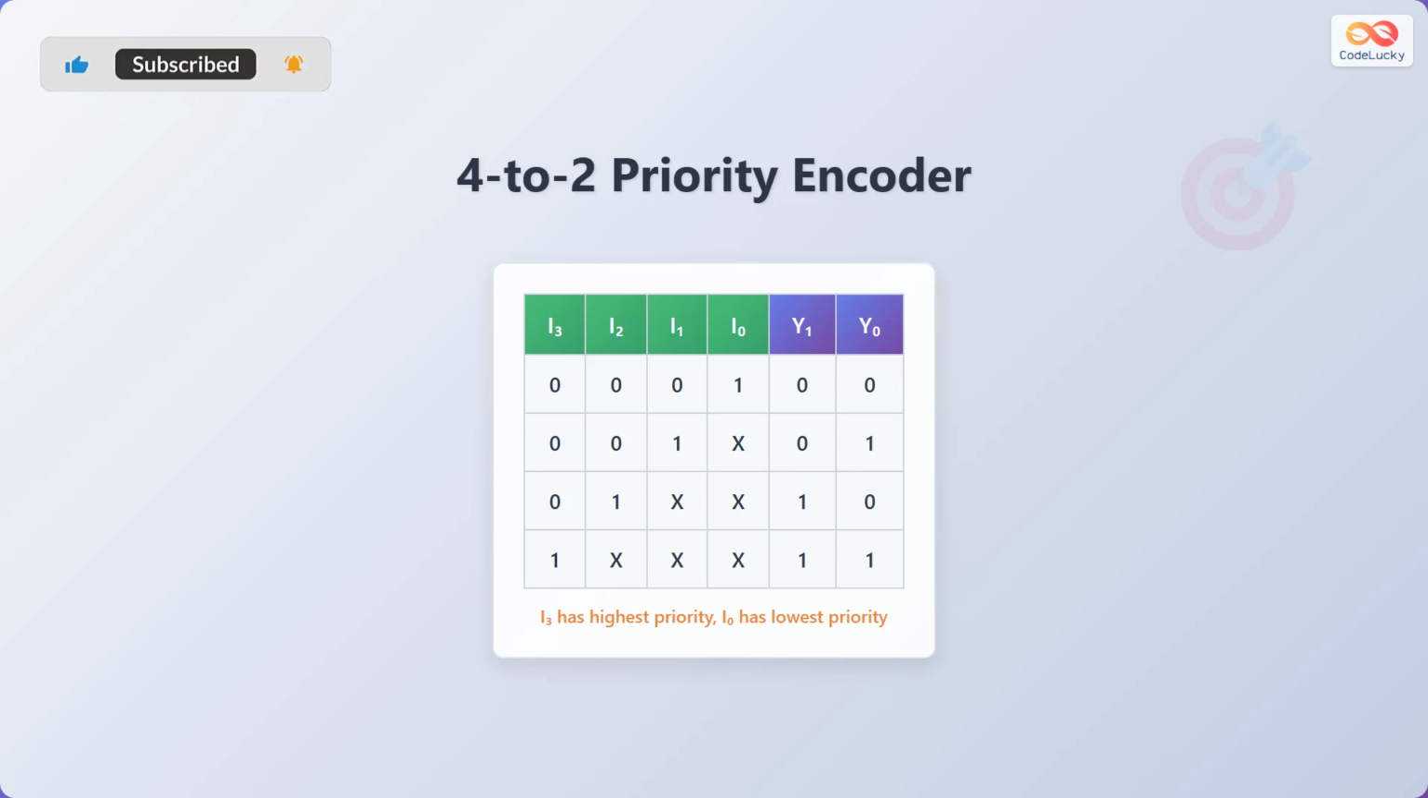When input 2 is asserted and the inputs 1 and 0 are don't care, the outputs y1 and y0 are 1, 0. When input 3 is asserted and the inputs 2, 1 and 0 are don't care, the outputs y1 and y0 are 1, 1. Input 3 has the highest priority and input 0 has the lowest priority.